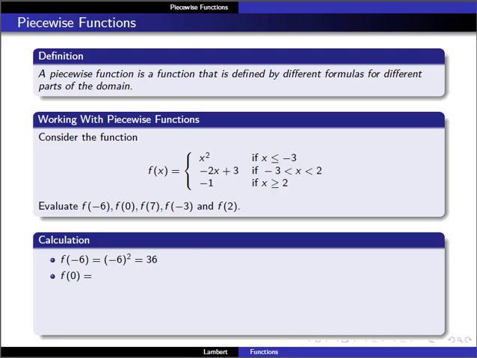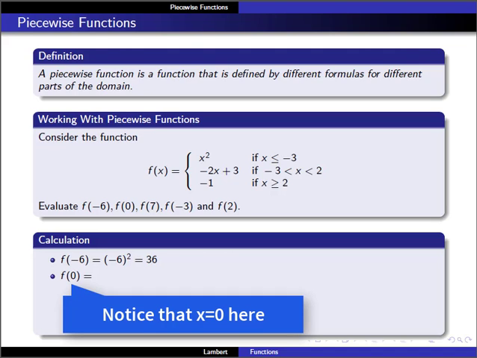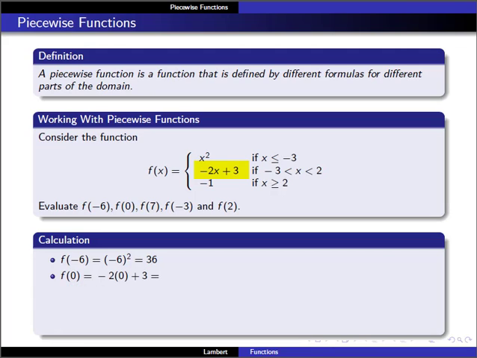So we need to find where that 0 fits into our three conditions. Well, notice 0 is not less than or equal to negative 3, but 0 does fall between negative 3 and 2. So our winner chicken dinner will be our second equation, and we're going to plug in 0 for the x value in the equation. So notice we get negative 2 times 0 plus 3, because the 0 replaced that x value right there. And if you plug that in, we end up with a final answer of 3.